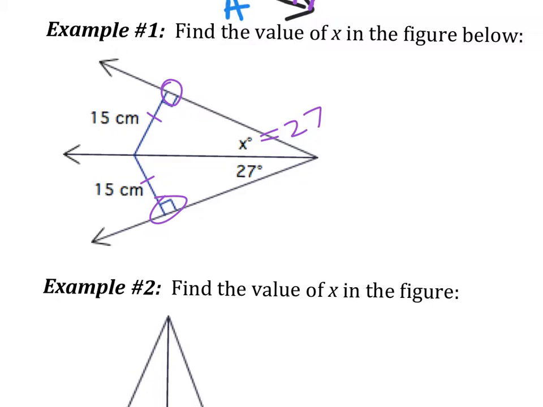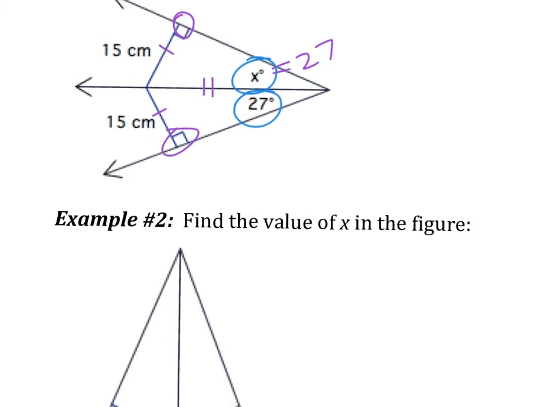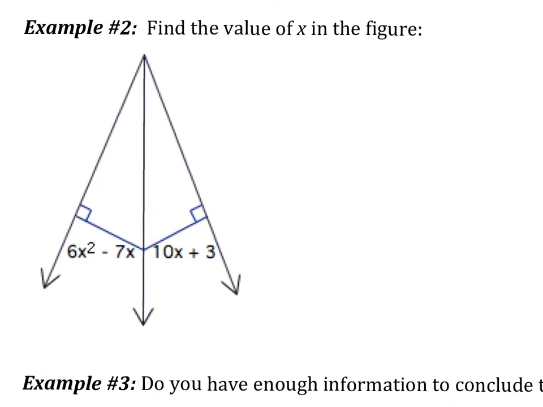How about reflexive? And now the two triangles are congruent by HL, okay? And now the two angles are equal to each other because of CPCTC, okay? All right, down here.